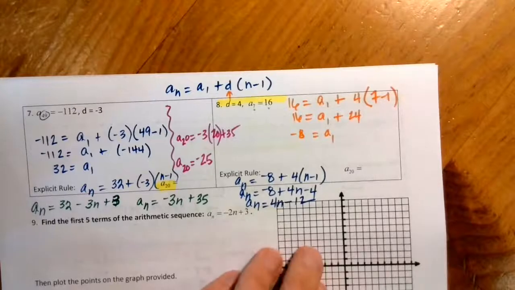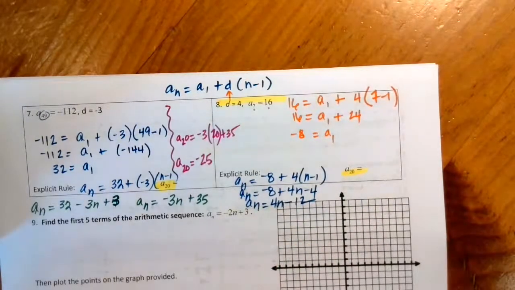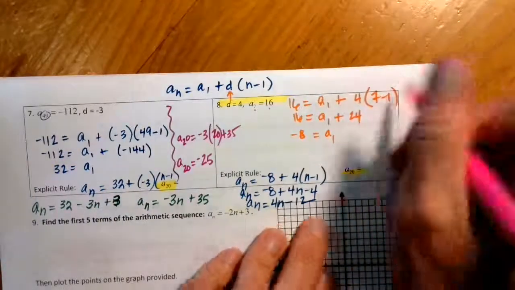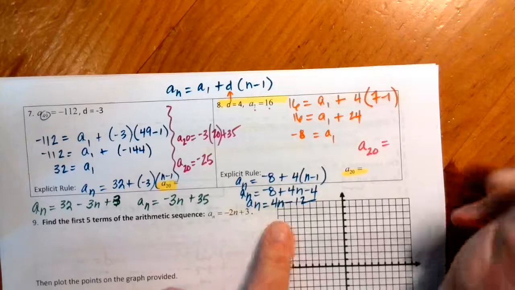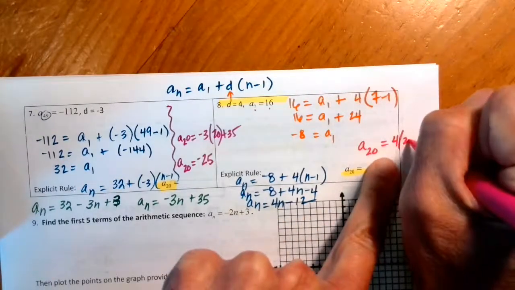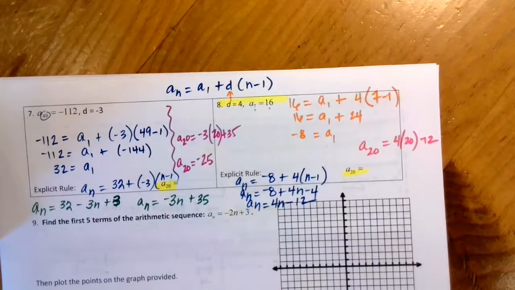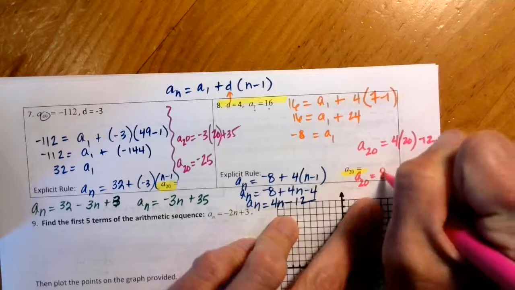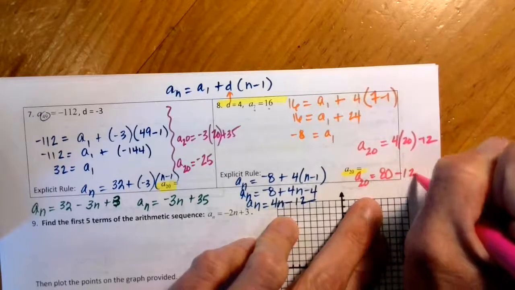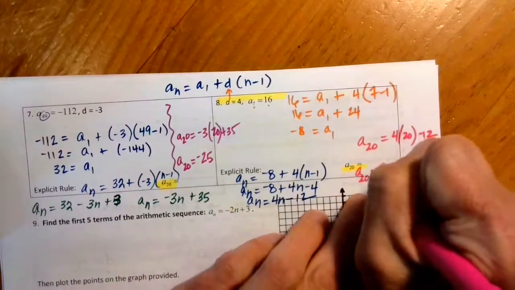So now if somebody says, oh, by the way, can you find the 20th term? You're like, absolutely. All I'm going to do is say my a sub 20 is going to be equal to 4 times 20 minus 12. So my a sub 20 is going to be equal to 80 minus 12. And 80 minus 12 happens to be 68.